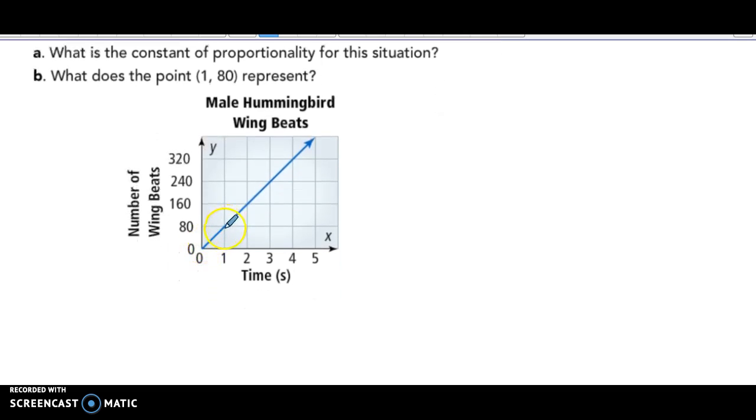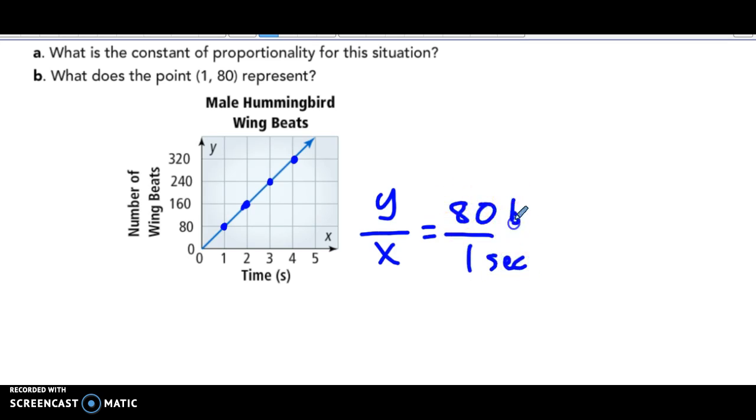I have the points (1, 80). So in 1 second, it beats 80 times. In 2 seconds, beats 160 times. In 3 seconds, it beats 240 times. In 4 seconds, it beats 320 times. So my Y to X ratio would be 80 beats per 1 second. That's my constant of proportionality.